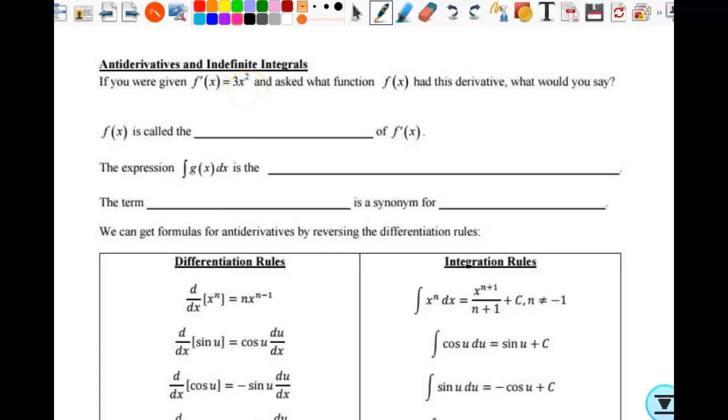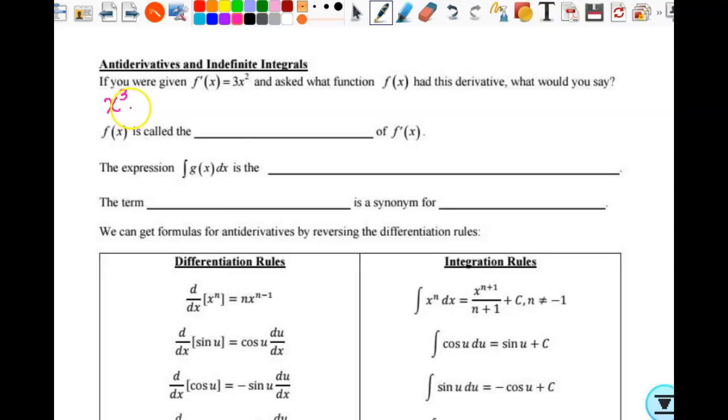What can I get the derivative of? Something x cubed. So if I take the derivative of x cubed, then I'd get 3x squared. You agree with that? Okay, what else besides x cubed?